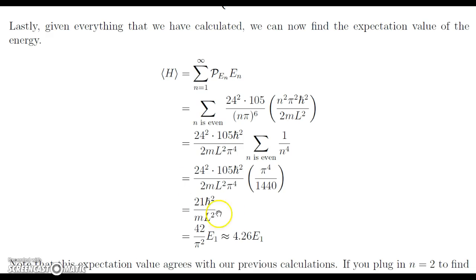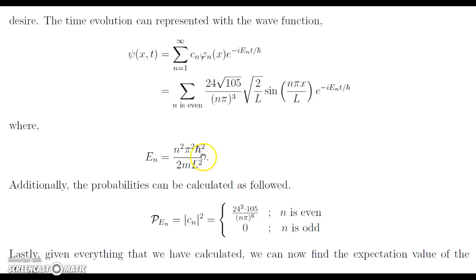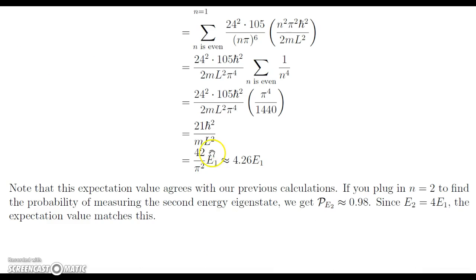If we note that this is very close to the form of the energy here, except we're missing a pi squared and missing a factor of 2, we actually get that this is equal to 42 over pi squared times the first energy eigenvalue, which is approximately equal to 4.26 times the ground state energy eigenvalue.